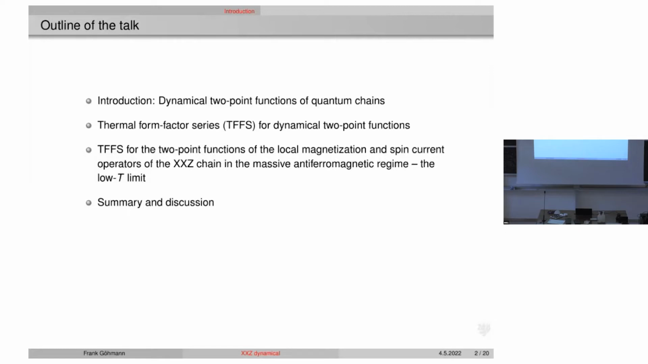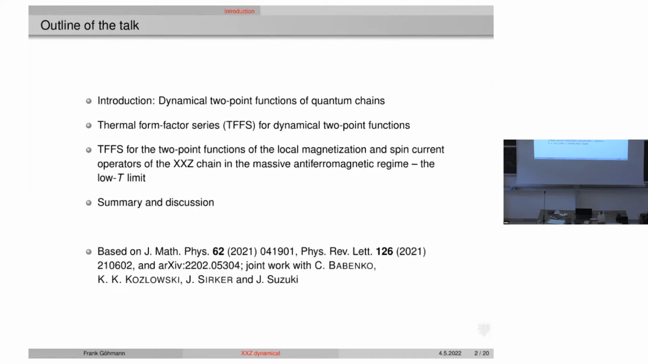explicit in terms of known special functions, and it's just a single combination of special functions. It is explicit for all numbers of excitations. This is the new point, and you'll see how it looks like. Then I'll summarize and discuss.